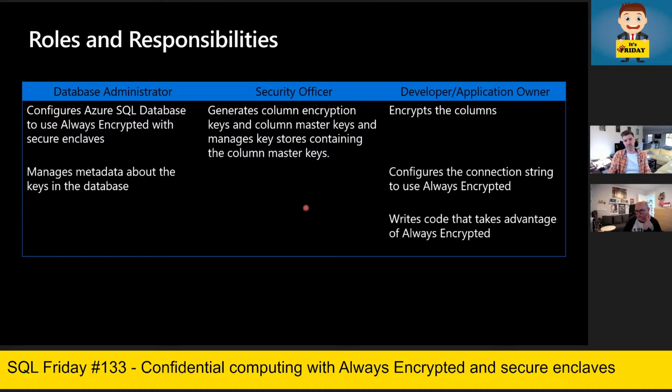And then the last role that we can see is the developer or the application owner. That is the person who is going to encrypt the columns for you, configure the connection string to use Always Encrypted, and the developer, of course, is going to write the code to take advantage of Always Encrypted. All right.